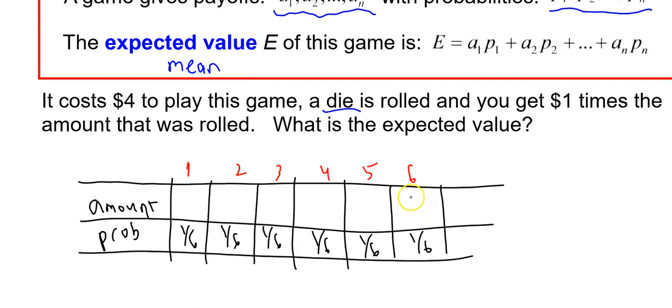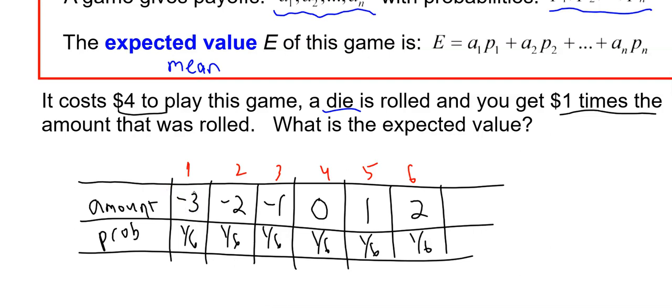If you roll a 6, you win, according to this, $1 times the amount that was rolled. So $6, but you had to pay $4 to play. So it's a profit of $2. So woohoo, you get $2. You roll 5, you get $5, which after the cost of 4 is $1. $4, you win $4, but you paid $4 to play. You don't really win. $3, unfortunately, you'll get 3 back, and so you're going to lose $1. $2, you're going to win, but you paid $4, so that's a loss of $2. And if you win $1, you actually paid a total of $3, so a loss of $3. So those are all your different outcomes.